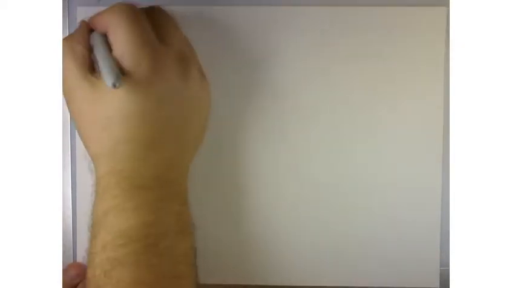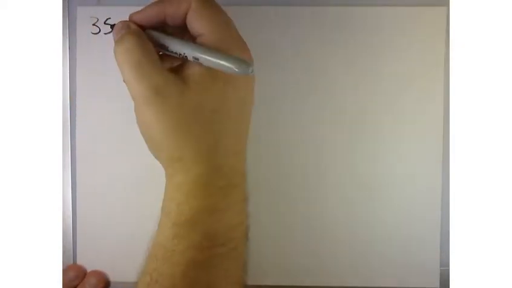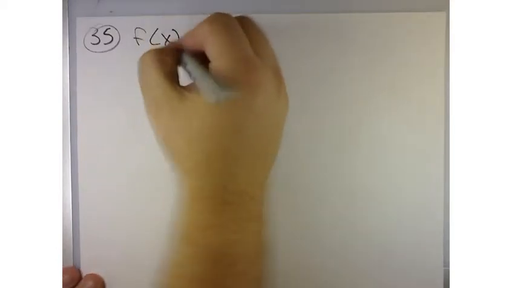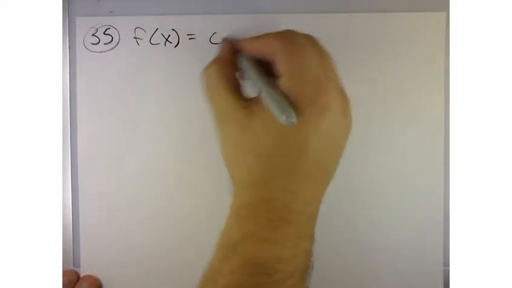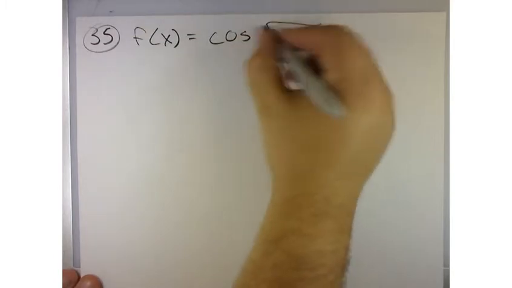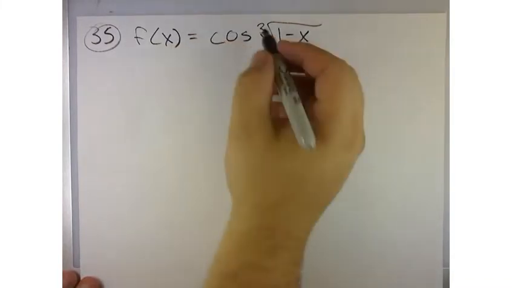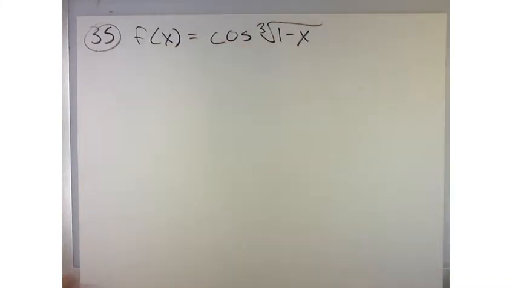I'm gonna write it down just a little differently. So for problem number 35, they say f of x, okay? So they say f of x is equal to cosine of the cube root of 1 minus x. And so what, if I can make this some sort of composite function, okay?